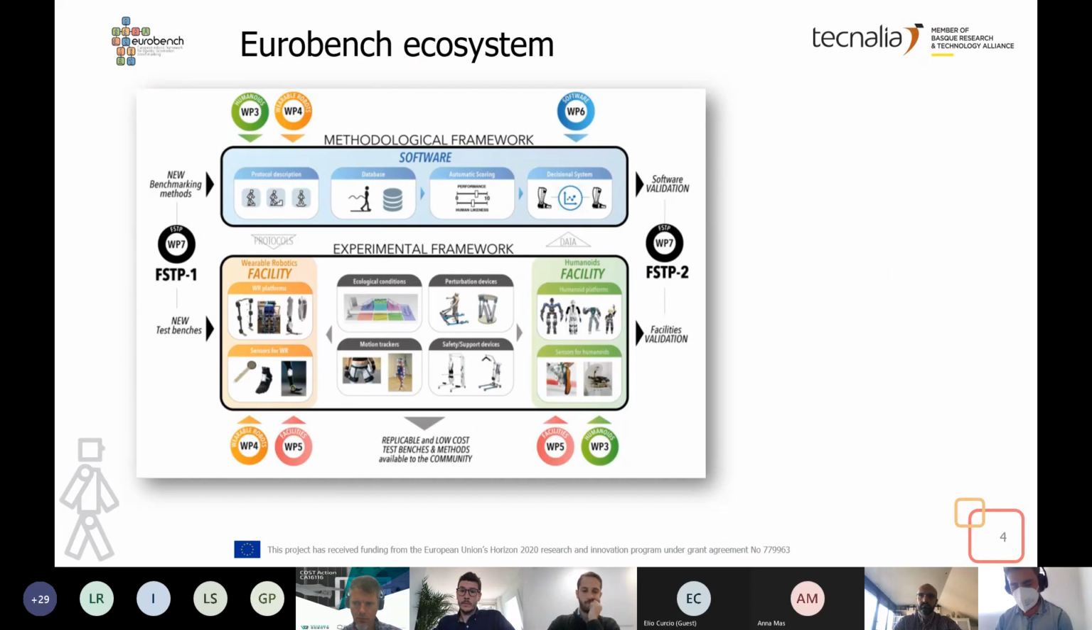Its aim is to create a framework to test robotics in a systematic way. So researchers or companies could test their developments at any stage using the facilities the project is building and the software platform that is available to design, run, and compare the results of the experiments we are doing.